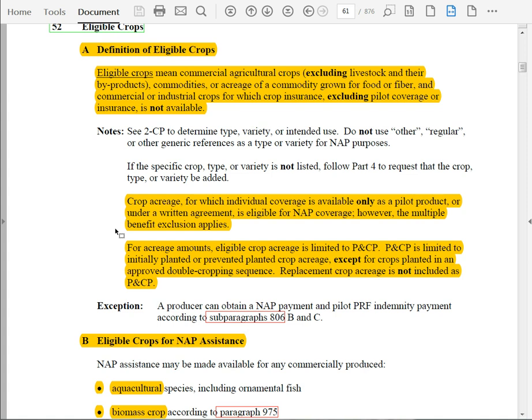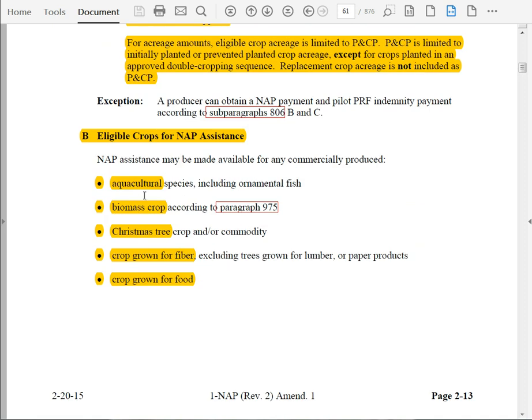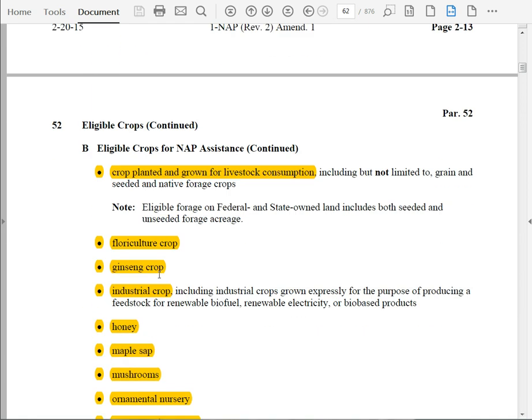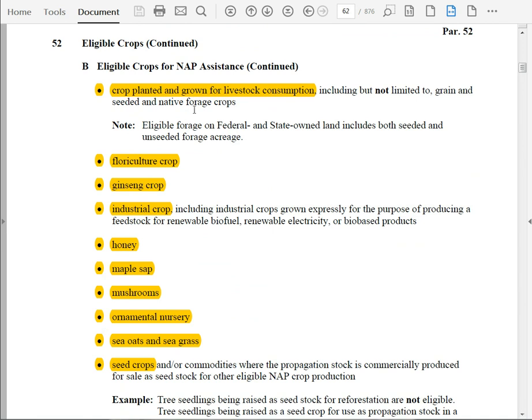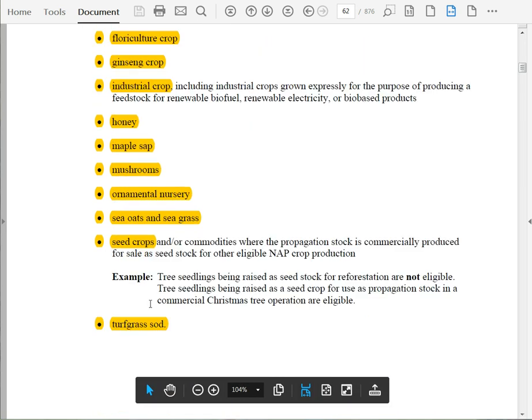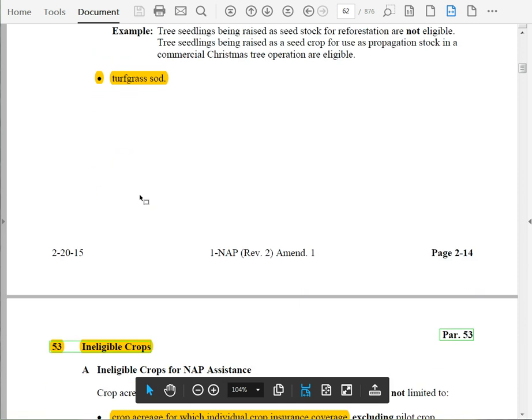Below is a list of the crops considered eligible for NAP assistance. They include aquaculture, biomass crops, or crops grown for green energy. Christmas trees, crops grown for fiber, crops grown for food. Crops planted and grown for livestock consumption. Floriculture crops, ginseng, industrial crops, honey, maple sap, mushrooms, ornamental nursery, sea oats and seagrass, seed crops, turf grass sod.